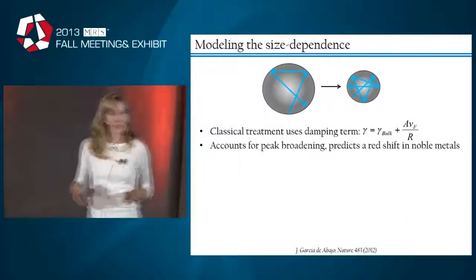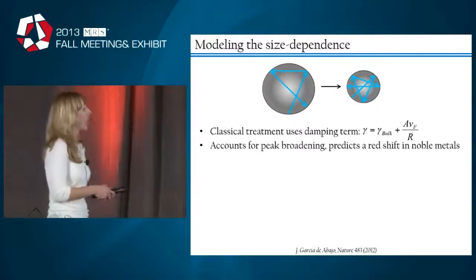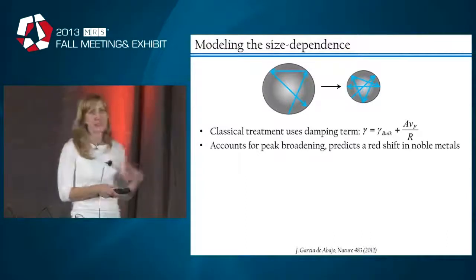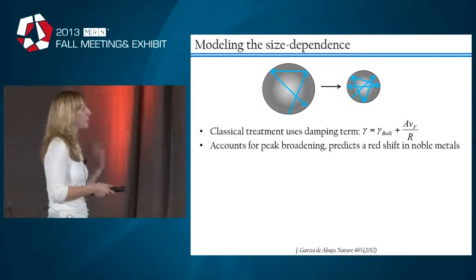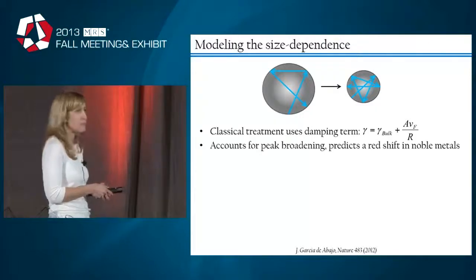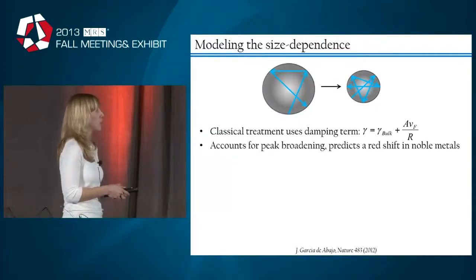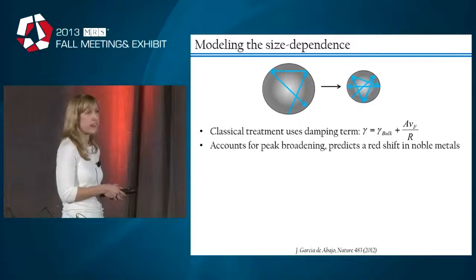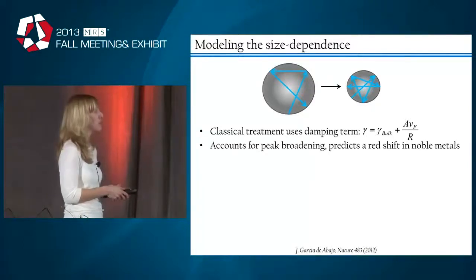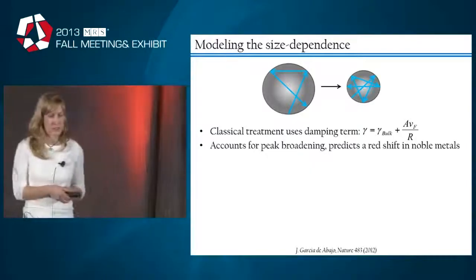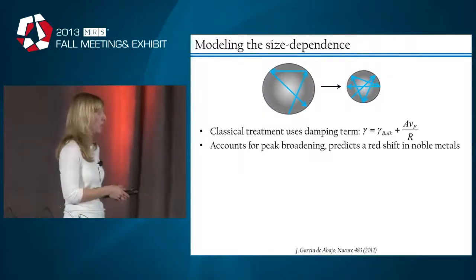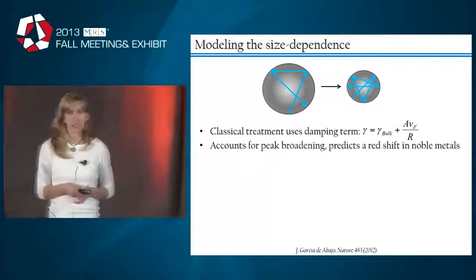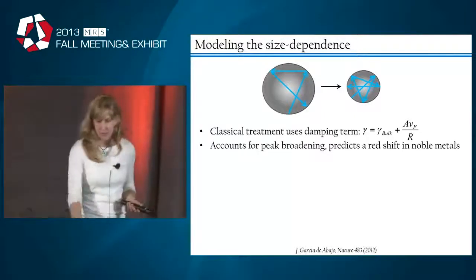Okay, so how do we explain this blue shift? Well, classically, what you may want to do is use a damping term. So gamma represents the scattering frequency of electrons as they're traveling through the metal. And generally what you would do is modify this bulk scattering frequency with a term that's proportional to the Fermi velocity of electrons as they travel through the metal and inversely proportional to the radius of the particle. So this term would account for the peak broadening that we see quite well, but it actually predicts a redshift for surface plasmons in noble metals.